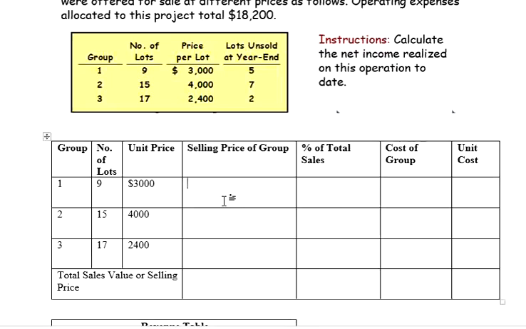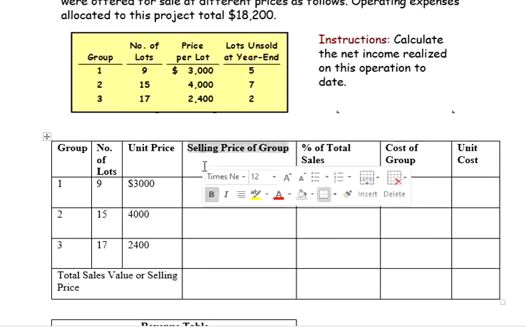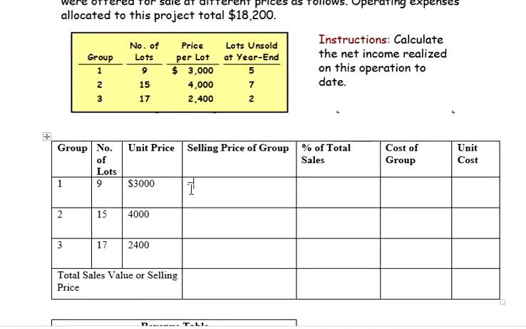In order to make life simple, that's why I just did it. Now let's go to the selling price of the group. Selling price of the group means the total selling value if this whole group is sold. Let's say, look at this, we had 9 lots in group number 1. If I sell all of these 9 lots at a price of $3,000 each, then what will be the total value that I will actually receive?